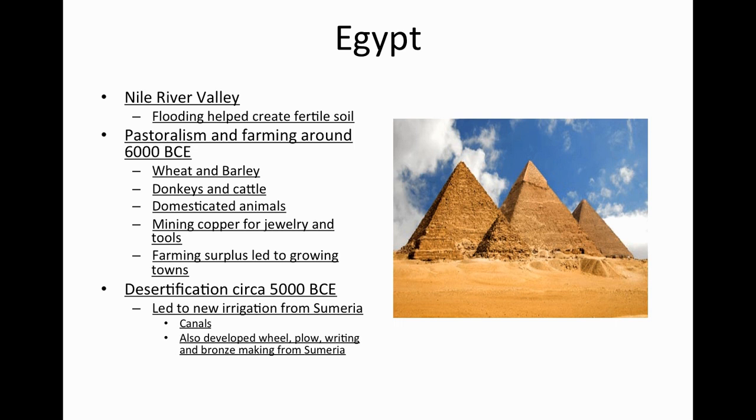They did struggle with desertification around 5000 BC, but that kind of forced them to borrow irrigation techniques from the Sumerians. So they did build canals to help bring that water from the Nile River to their farms and fields.